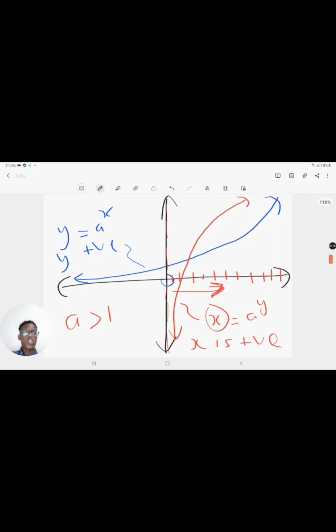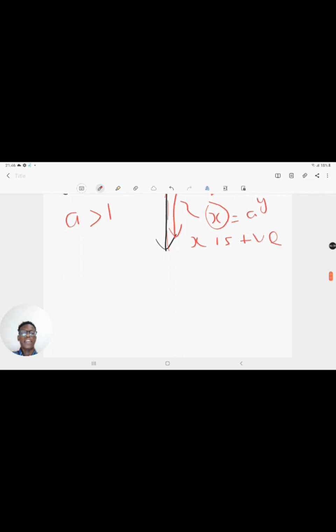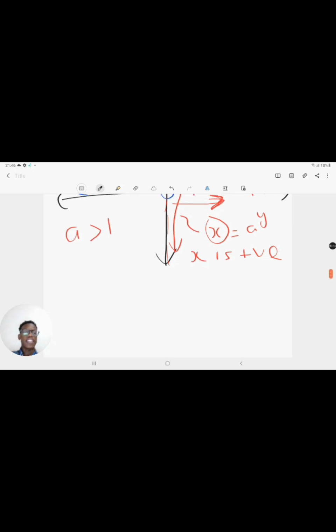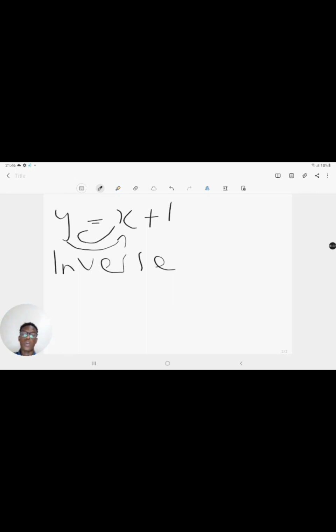Now, whenever we were doing inverses, say we were doing the inverse of a straight line, let's just pause on the exponential for now. Say you had y is equal to x plus 1. When we found the inverse of this, what we did was we switched the variables. Where there's an x, we put in a y. Where there's a y, we put in the x. We just switch them around.